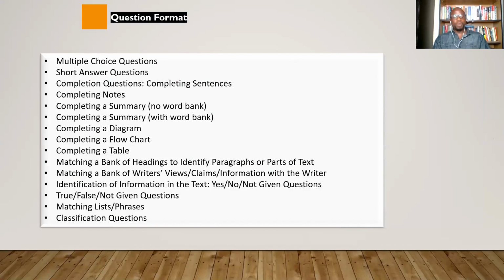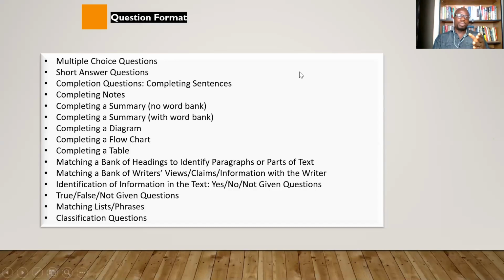Now, in terms of the question format, the text format I've discussed already. Now, the question format, you can have multiple choice questions, short answer questions. Multiple choice is straightforward. You have a series of options where you can choose answers from. Short answers, that's where you have things like use 1 word, use 2 words, use a maximum of 3 words, and stuff like that.